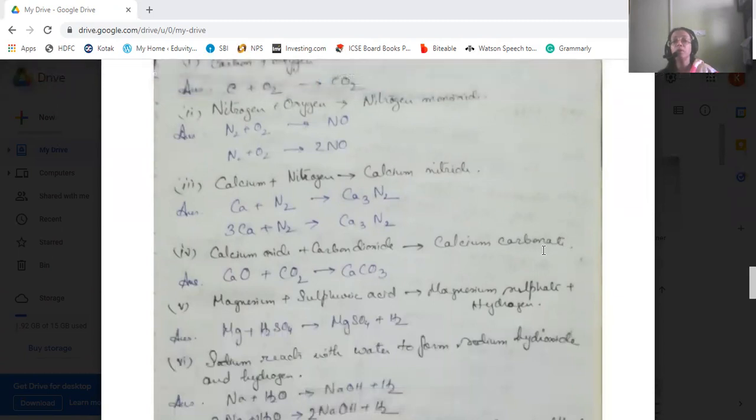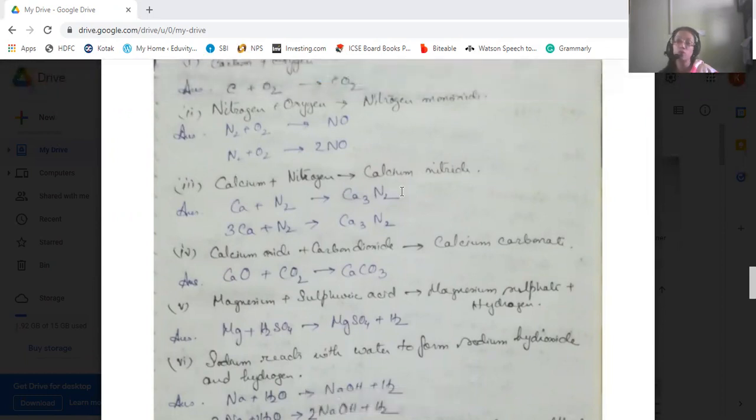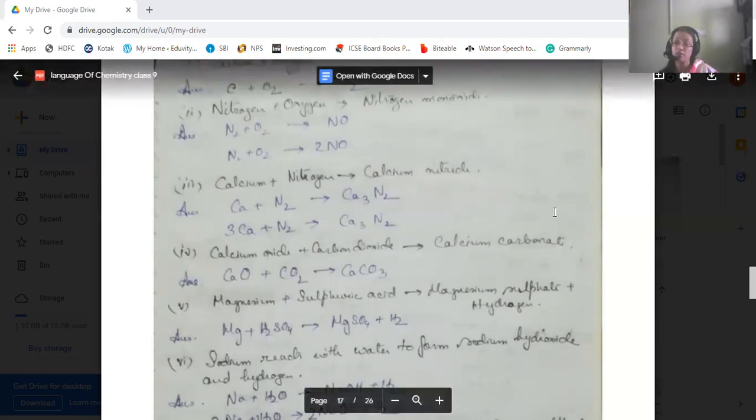Then calcium plus nitrogen gives us calcium nitride. Ca plus N2 gives us Ca3N2. So this is also not a balanced equation. This is a skeletal equation. So first, see here, 3 atoms of calcium are there and 2 atoms of nitrogen are there. On the reactant side, we get 2 atoms of nitrogen, but calcium is 1 atom. So we need to multiply calcium by 3. So that makes a balanced equation.